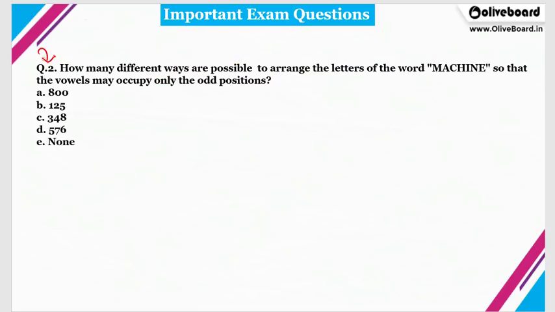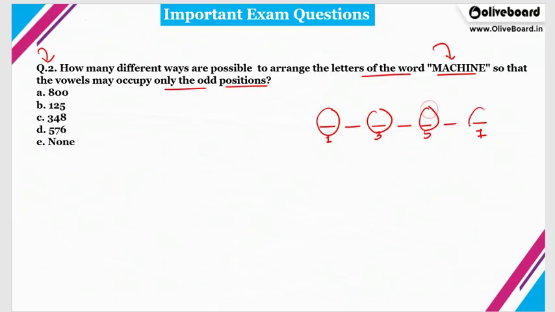So in the second question, they are saying how many different ways are possible to arrange the letters of the word MACHINE so that the vowels may occupy only the odd positions. Okay, so first we'll count the number of letters in the word MACHINE. So that is 1, 2, 3, 4, 5, 6 and 7. So there are basically 7 positions like this. Okay, and these are my odd positions, 1st, 3rd, 5th and 7th. We have to use these positions for the vowels only.